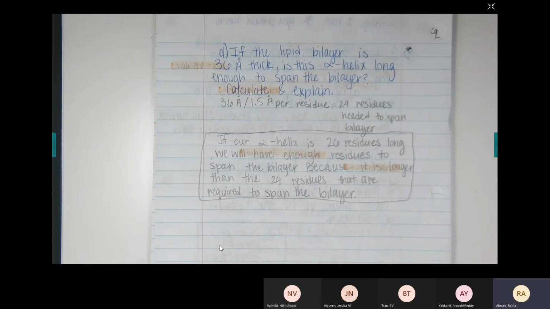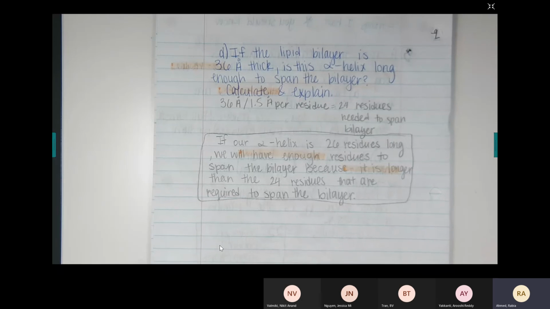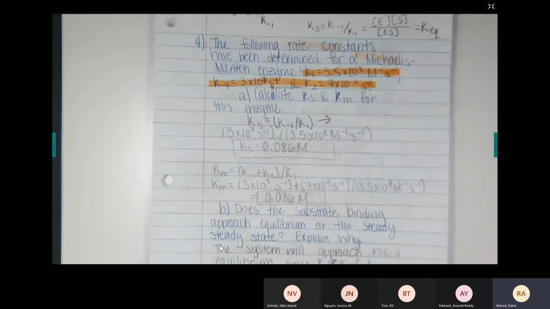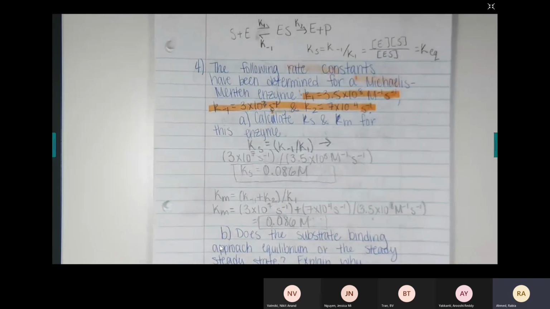Does anyone have any questions? You guys, okay. It's pretty straightforward, question 3. But then question 4 is a little bit more calculation.